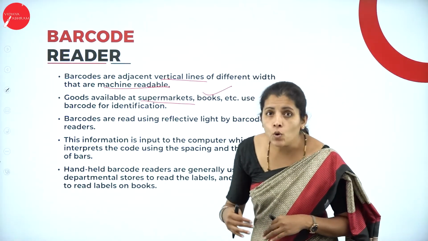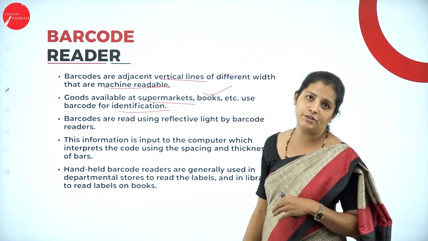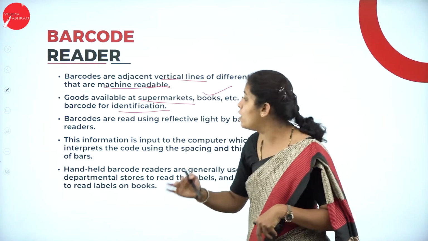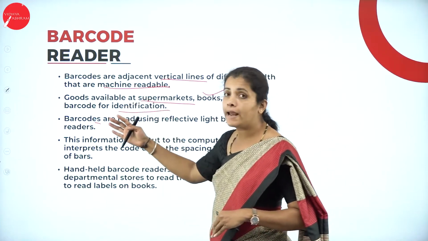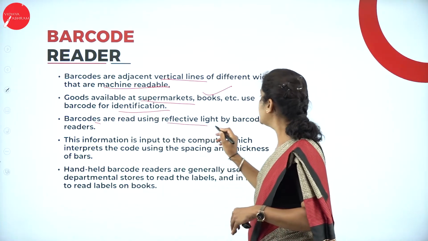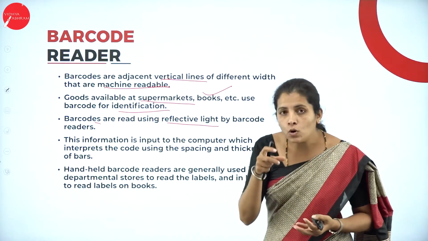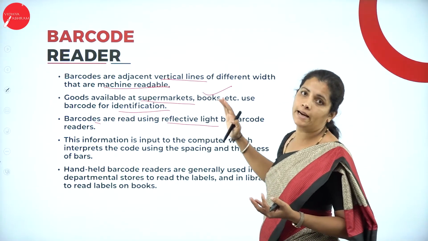Here, the barcode reader is mainly used for identification. I repeat, the barcode reader is mainly used for identification. Barcodes are read by the barcode reader using reflected light.